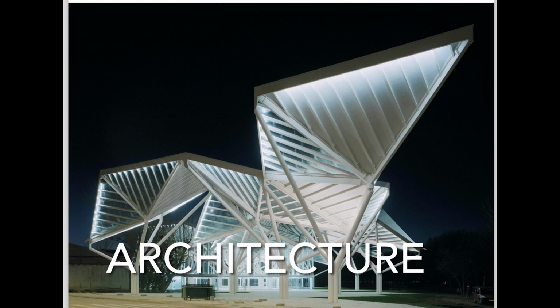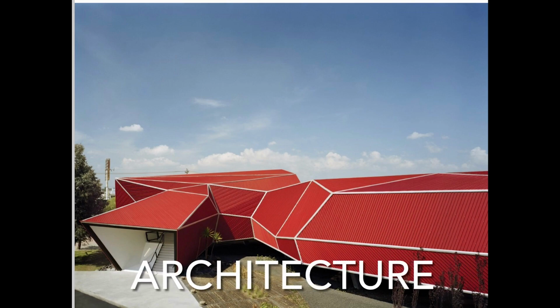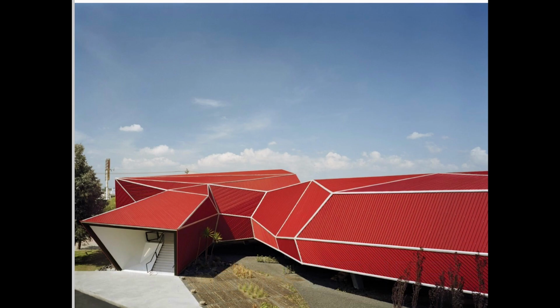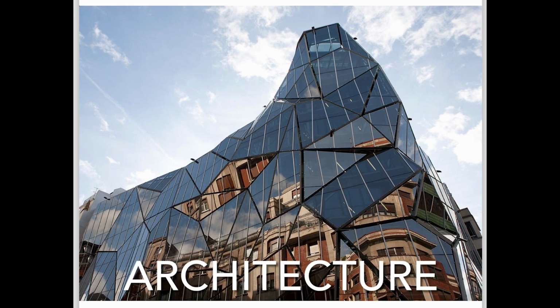So in architecture, an origami design might be used for aesthetic purposes, but it can also be used to provide structural performance, to reduce energy demands, or maybe to develop a building that responds well to the environment and the climate that they are in, of where they're building the structure.